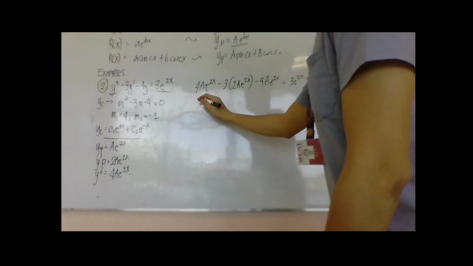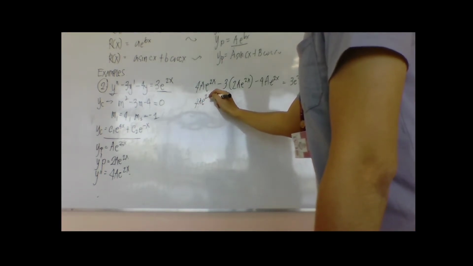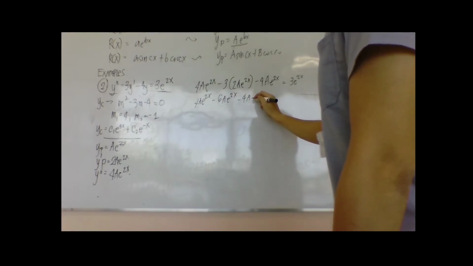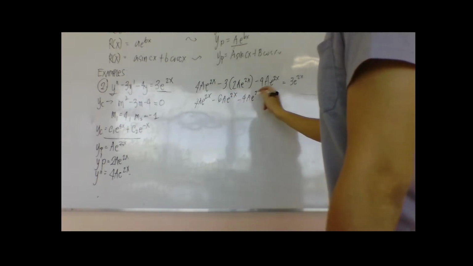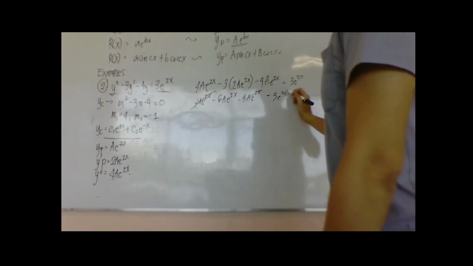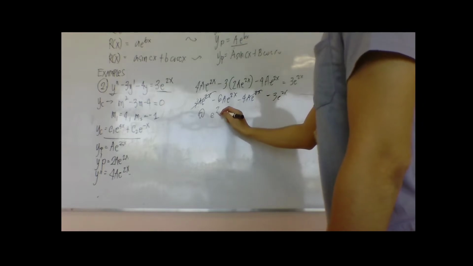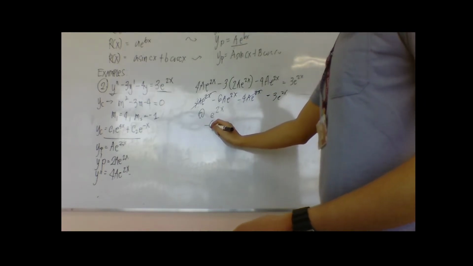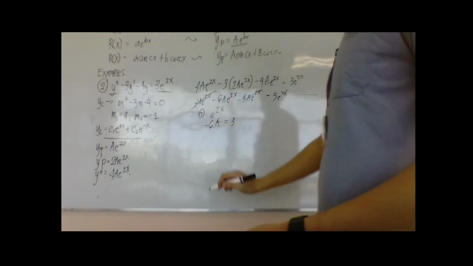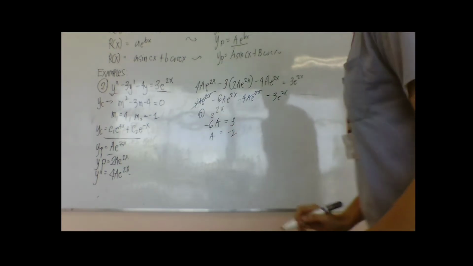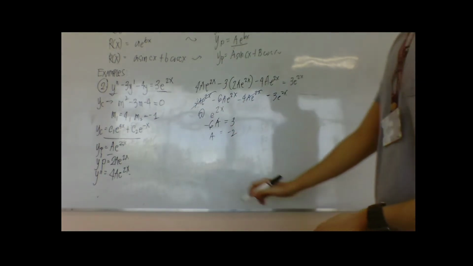Alright. So this is 4a e 2x minus 6a e 2x minus 4a e 2x. 4 minus 6 minus 4 is equal to 3e 2x. So at e 2x we can get negative 6a is equal to 3. So you will now have, since a is the constant, a is equal to negative 2. Alright, so we can already get the answer.